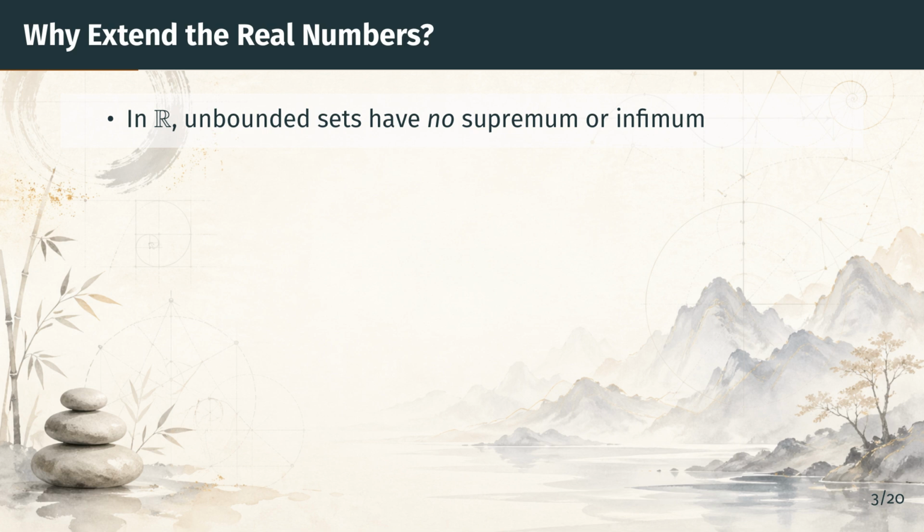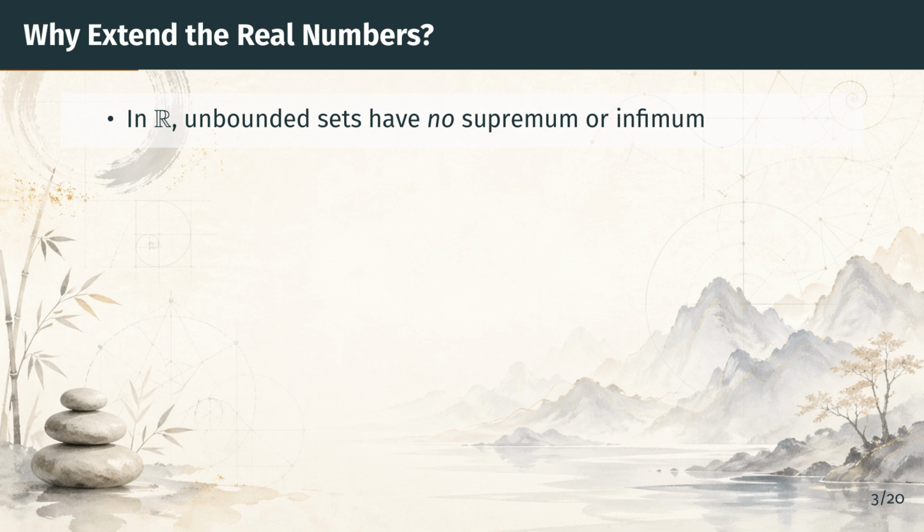Before we state the definition, let's understand why this extension is useful. In the real number system, if a set is not bounded above, then it simply has no supremum. For example, the set of all positive integers has no least upper bound in the reals. This is inconvenient because we often want to write expressions involving suprema without first checking whether the set is bounded.